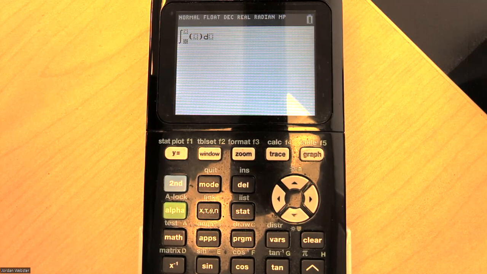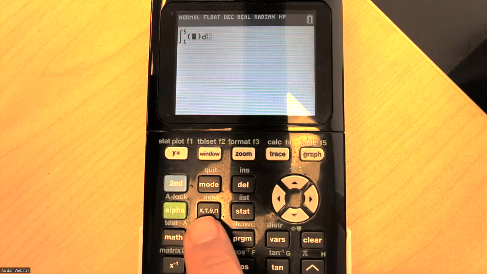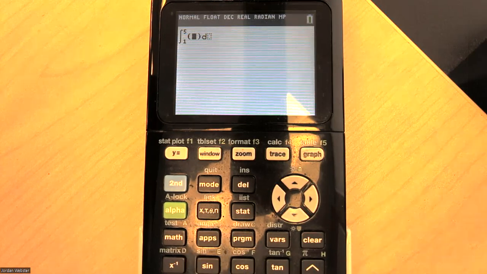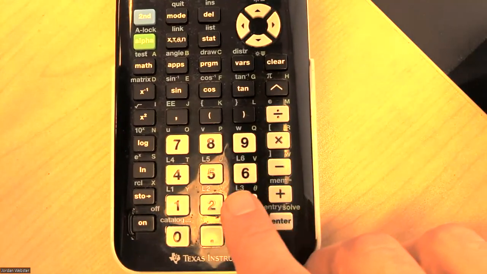Okay. And so the lower bound was 1, the upper bound was 5, and then the function's expression that we're trying to integrate is x squared plus 2. Now, you have to be careful, you have to use the variable x and not the letter x. Does that make sense? There are like all these letters here.